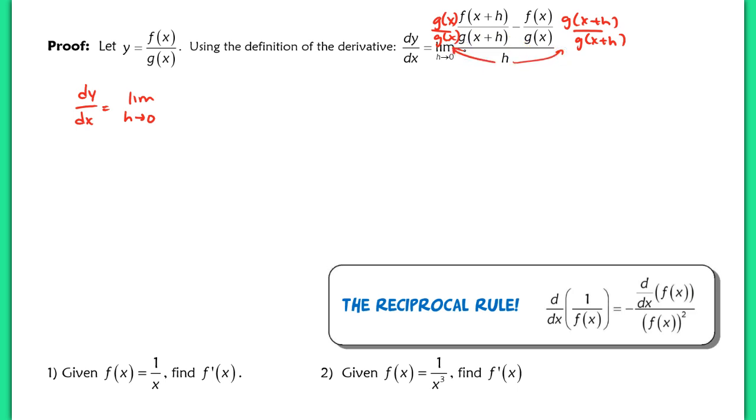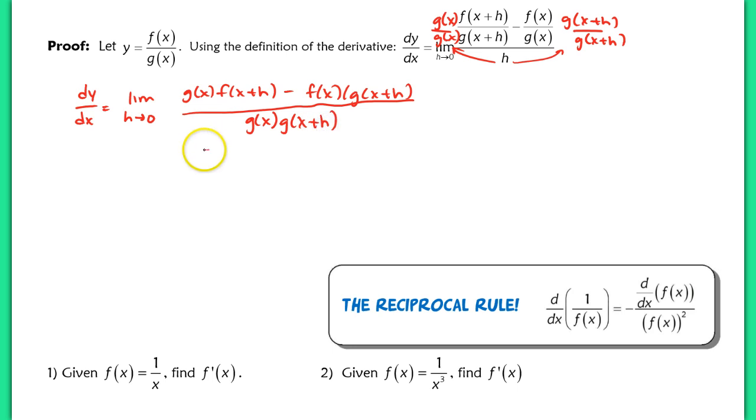So if I rewrite this just by simple algebraic simplification here, I end up with g of x times f of x plus h minus f of x times g of x plus h, all over that common denominator g of x times g of x plus h. And then since that's divided by h, I'm just going to bring this up here, say that it's multiplied now by 1 over h as well.